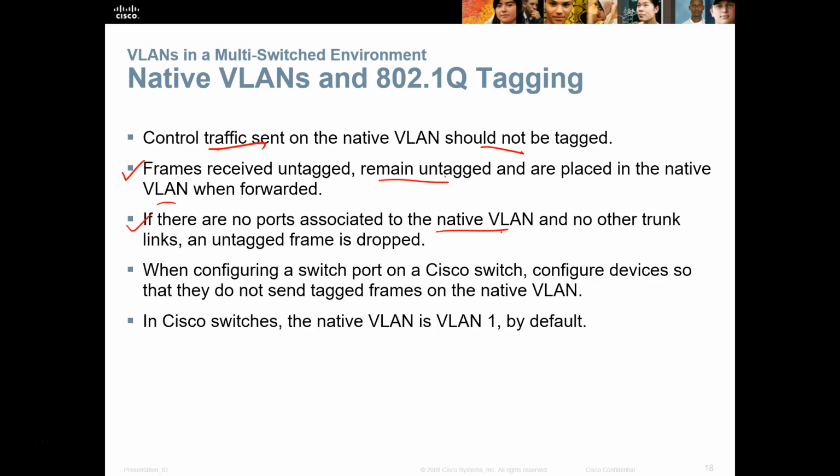You have to have a trunk. There's going to be a native VLAN on the trunk with .1Q. And then you should have a port on that native VLAN if you wanted to forward untagged traffic. When configuring a switch port on a Cisco switch, configure devices so they do not send tagged frames on the native VLAN. Okay, so there'd be a configuration for that. They're saying don't do it. In Cisco switches, the native VLAN is VLAN 1 by default, and you should change it to be something other than VLAN 1.